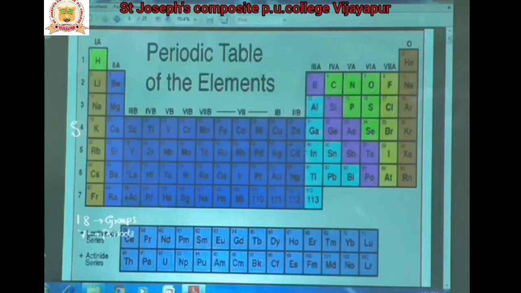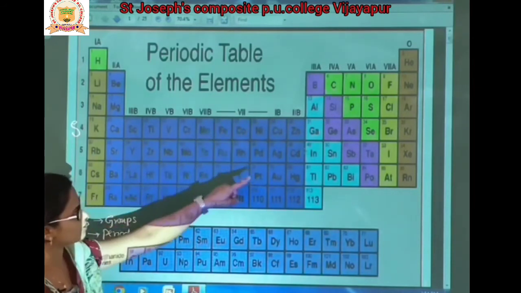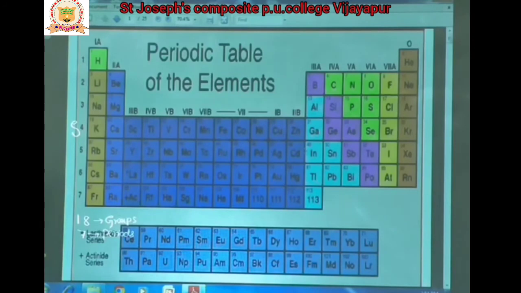In the P block, group 13 are called the boron family elements. Then group 14 are the carbon family elements. Group 15 are the nitrogen family elements. Group 16 are the oxygen family elements. Group 17 are the halogens. Group 18 are the noble gases.